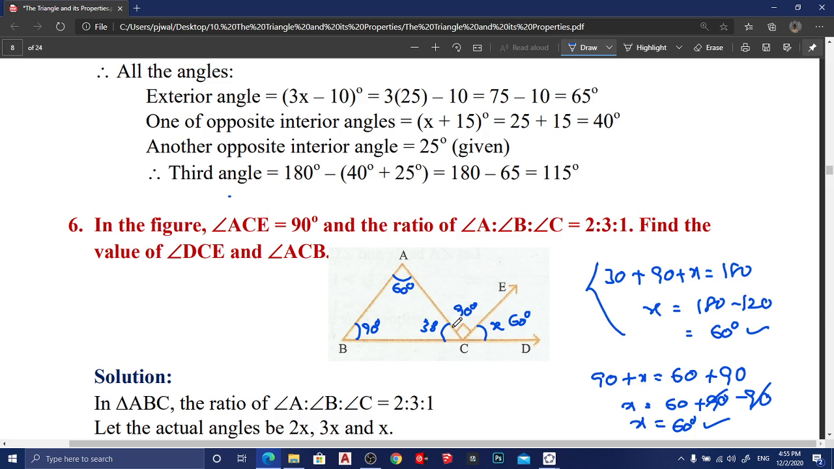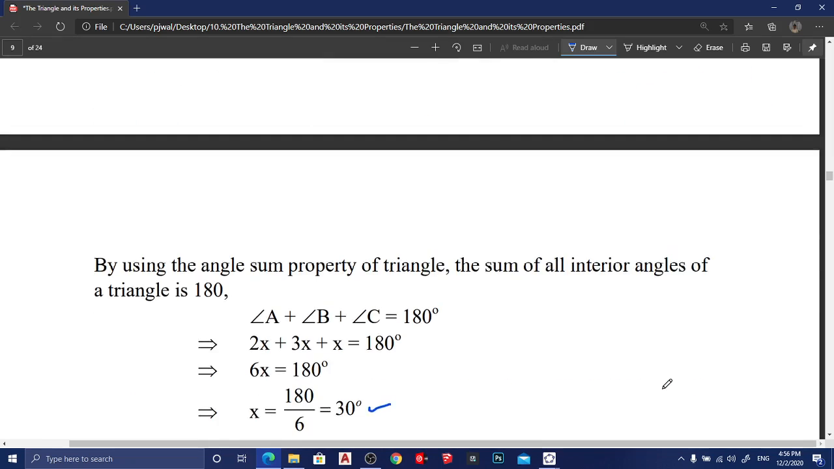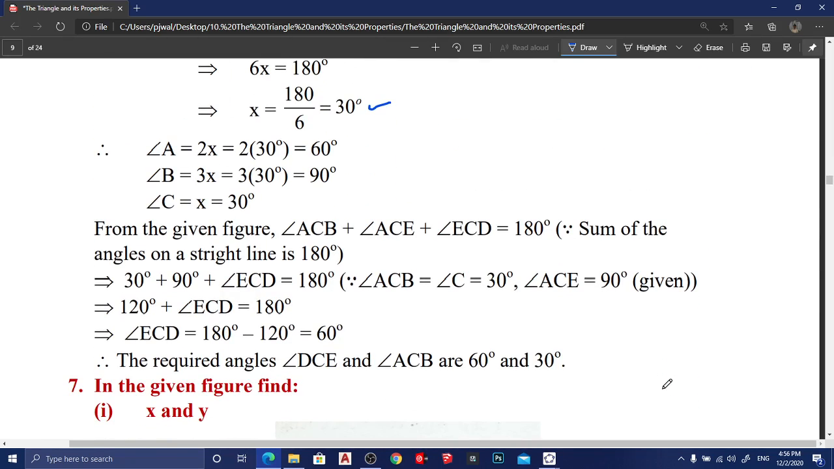Otherwise, if you take the sum of this x and 90, it will become the exterior angle of this triangle. Okay, you know the relation between the exterior angle and the sum of the two opposite interior angles, which gives x plus 90 is equal to 60 plus 90. Here, this one. So x is equal to 60 plus 90 minus 90, 90 gets cancelled. You will get the same value, 60 degrees. Okay, which property did I use here?